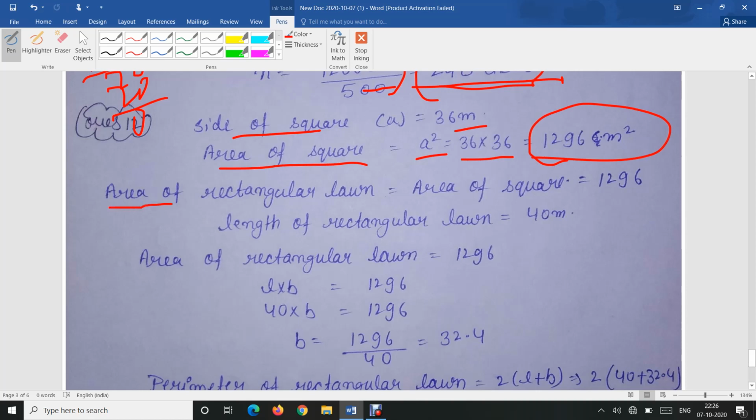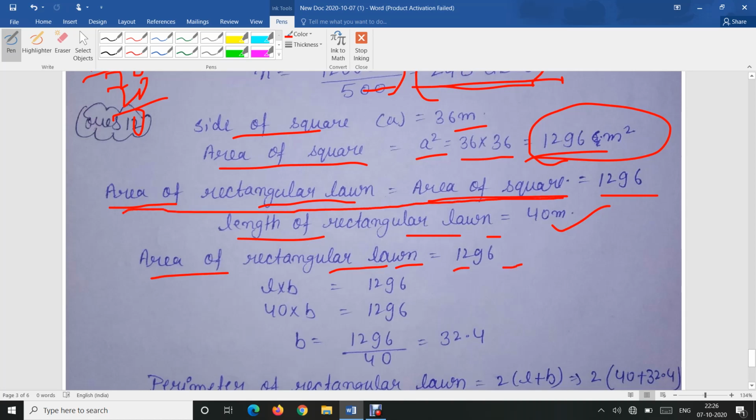Now it is saying that the area of the rectangular lawn is equal to the area of the square, which will be equal to 1296, and the length of the rectangular lawn is also given, which is 40 meter. So the area of the rectangular lawn is equal to 1296 from here.